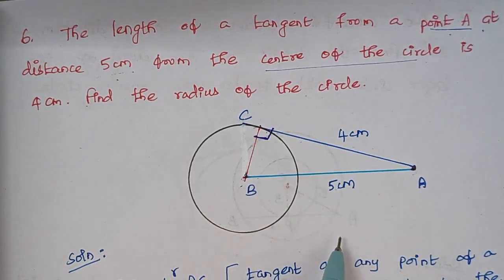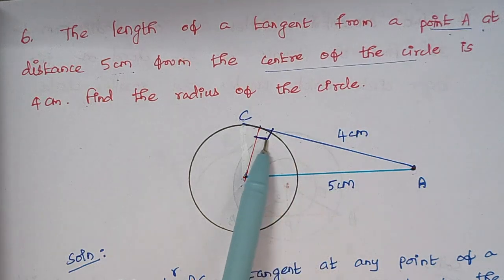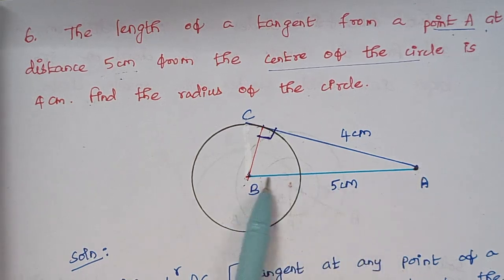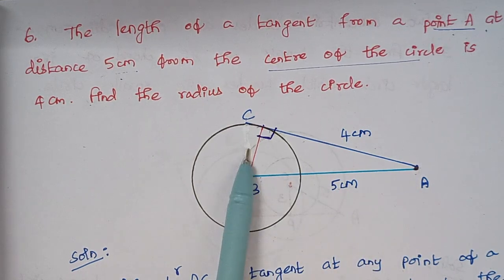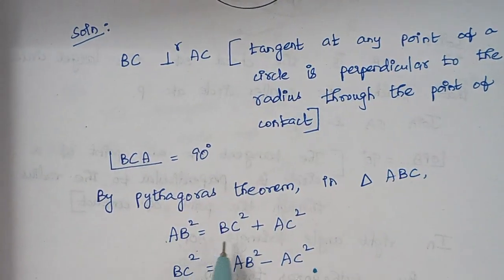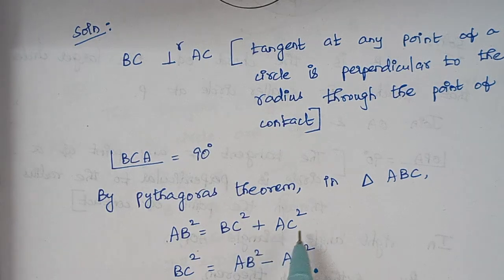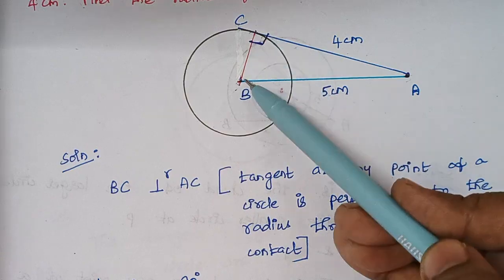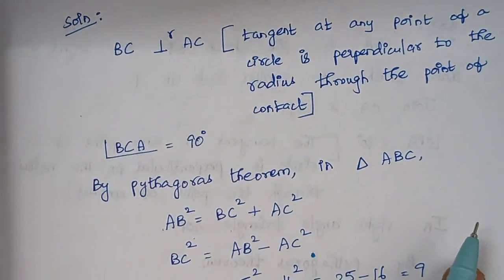So what is the hypotenuse? The side which is opposite to this 90 degree is the hypotenuse. So here the hypotenuse is AB square. So AB square is equal to BC square plus AC square. So what is the unknown thing here? We need to find this BC. So just rearrange the expression.